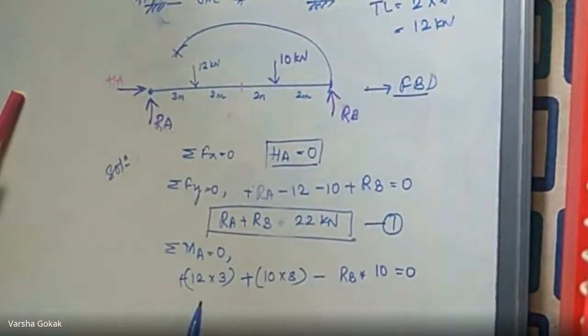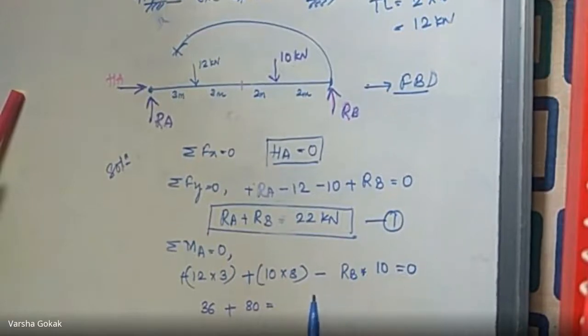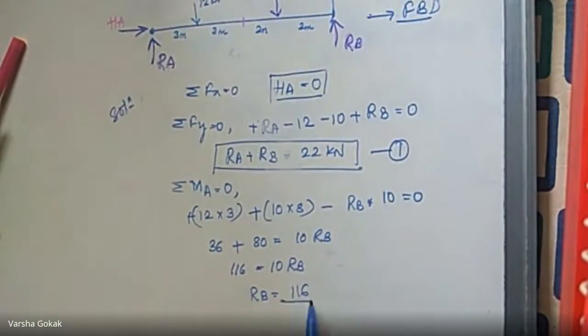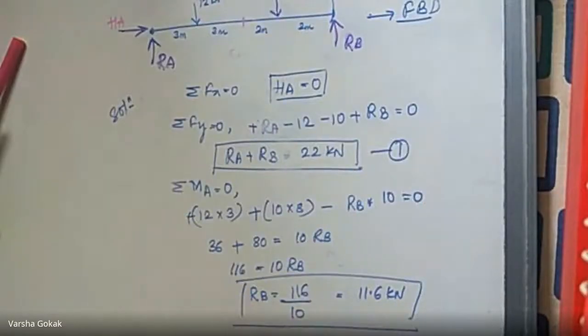So this is your equation. 12 3s are 36 plus 8 into 10, 80. This I will send to the right hand side. It becomes 10 times RB. Now 80 plus 36, how much? 116. 116 equal to 10 RB. What is the value of RB? RB is going to be 116 divided by 10. That makes it 11.6 kilonewton. So the RB value is 11.6 kilonewton.